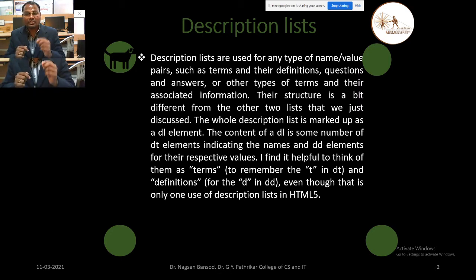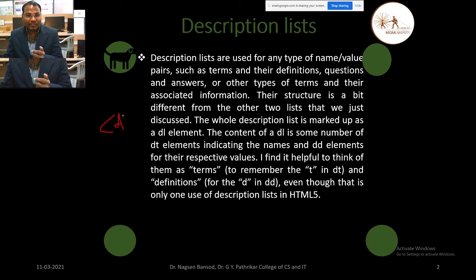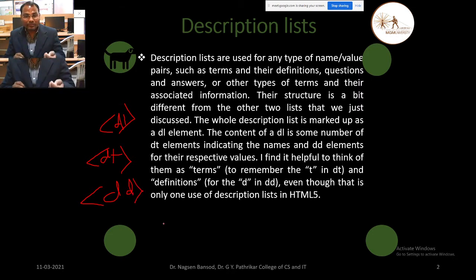The whole description list is marked up as a DL, description list. We use the DL element for a description list. The content of DL is some number of DT elements, which indicate the names, and we also use the DD element for their descriptive values.